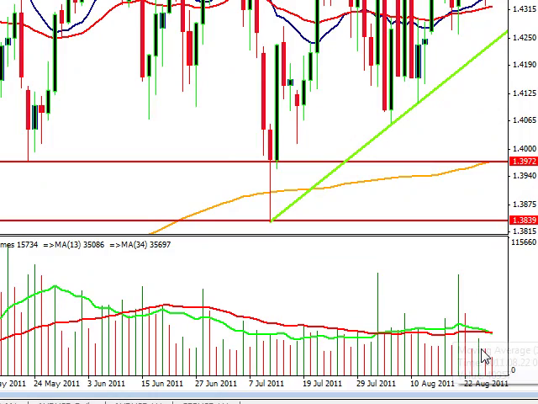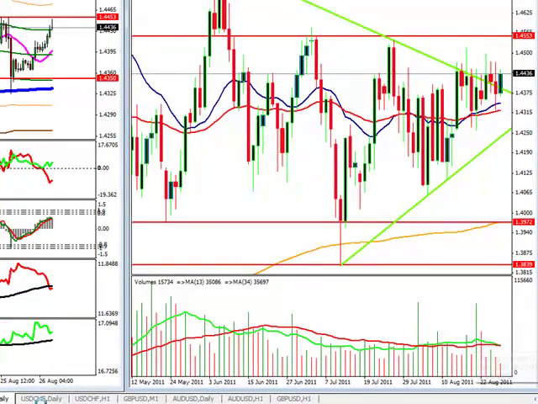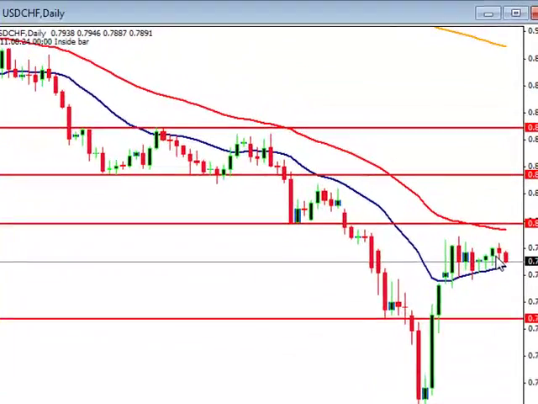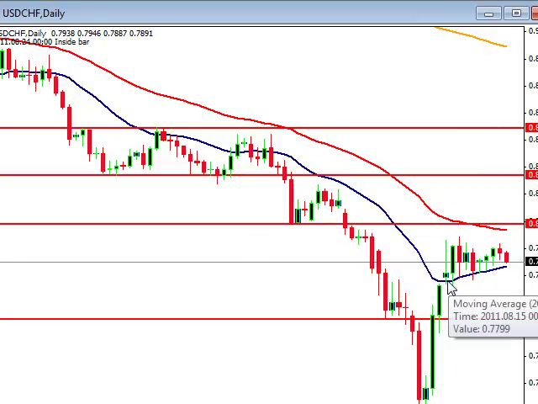Our final pair is the dollar franc. The story remains the same on the dollar franc, just inside bar after inside bar. That's a really tight range. And again, for our longer time frame traders, there's really nothing to trade here. Even for our short time frames, these candles aren't even as big as the euro dollar, and there's not a lot of volume going here.